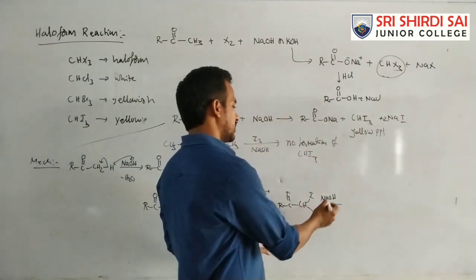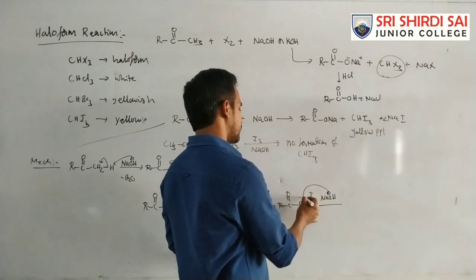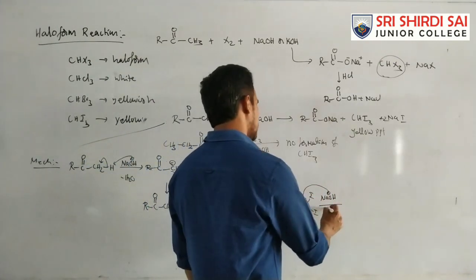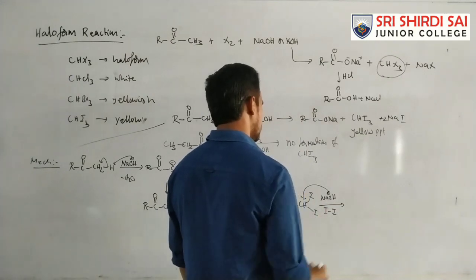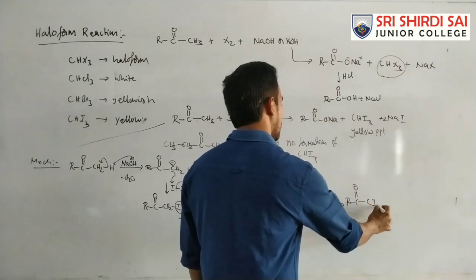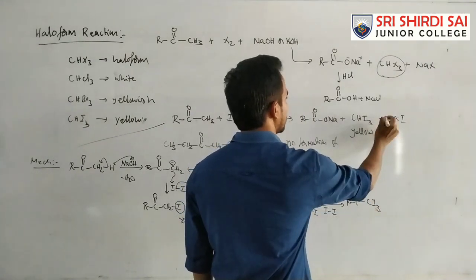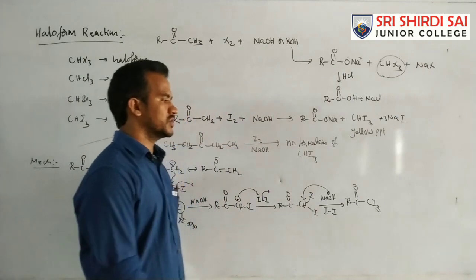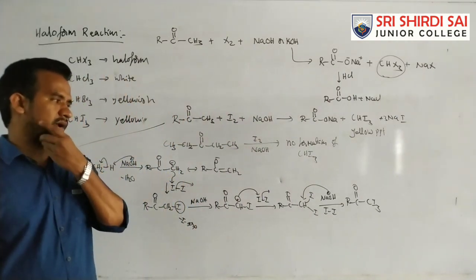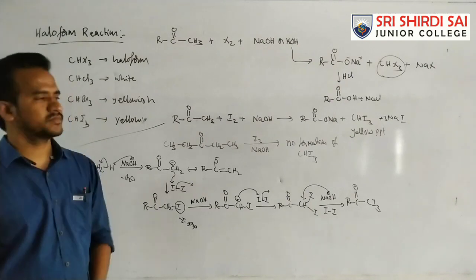Okay, again that base removes the H plus, a carbanion is generated, and again that carbanion attacks on the iodine molecule. So finally all hydrogens are replaced by the iodine. So here 3 moles of NaI are formed. Okay. So all 3 hydrogens are replaced by the iodine.